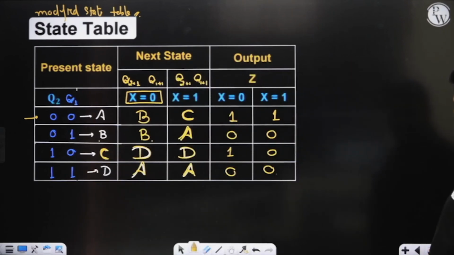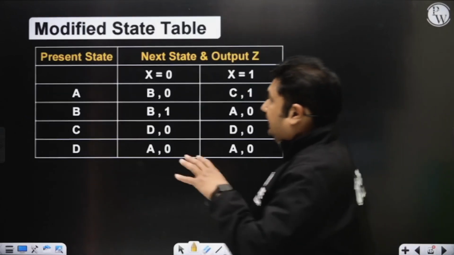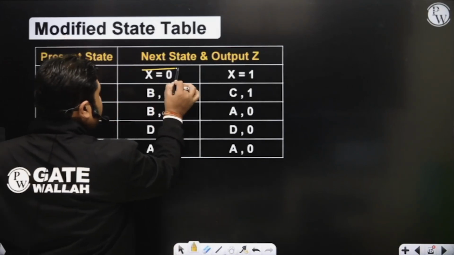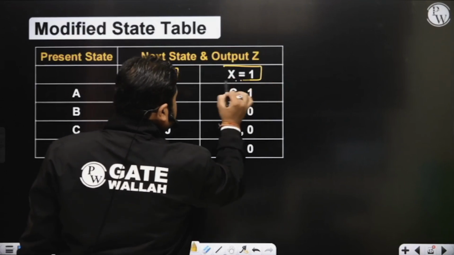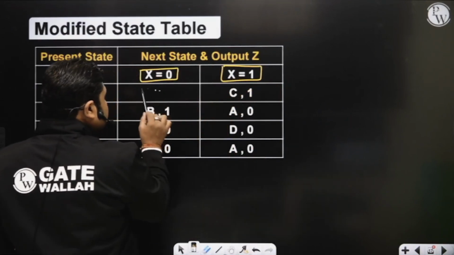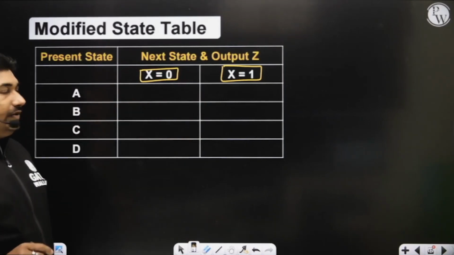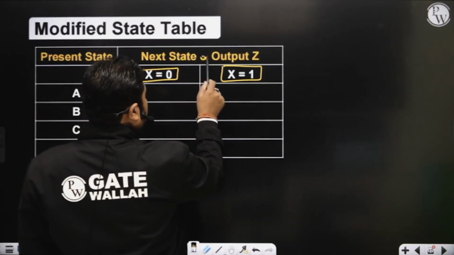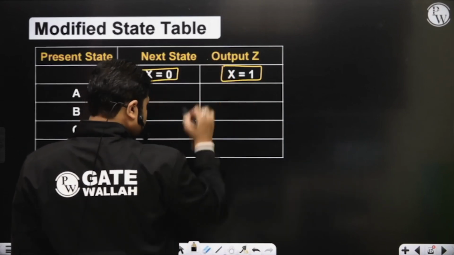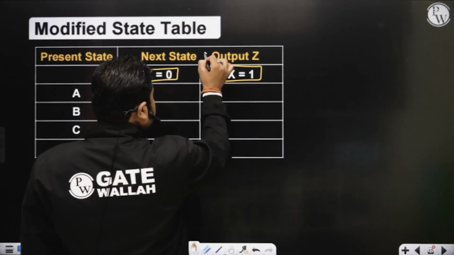Please observe. Present state A. Next state with X equals 0, next state with X equals 1. We have to represent it like next state comma output. I am interested to represent it in this manner.